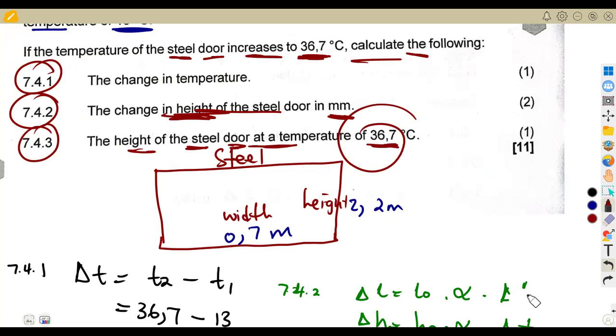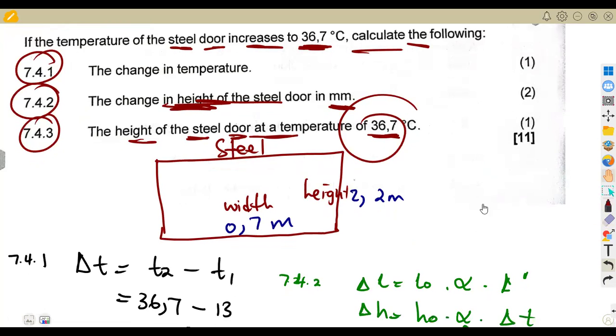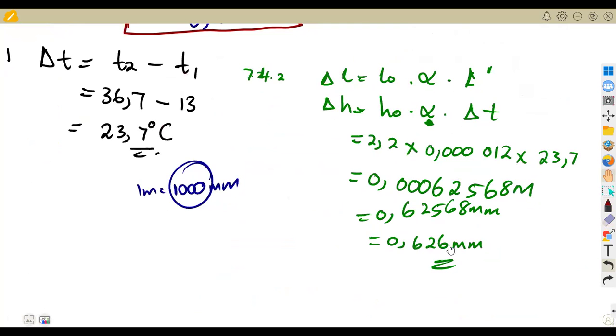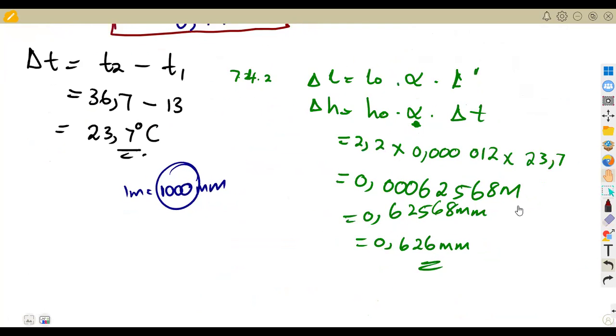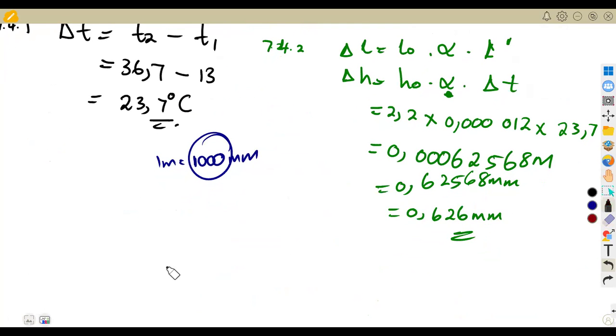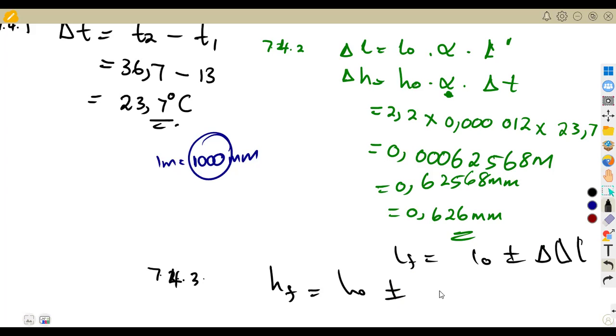This one, we got a positive. So it's an increase in length because our change in length is a positive, all right? So meaning to say, in order for us to have the final height, in this case, the 7.43. All right. So the final height, just like the final length, the final length is equal to original length plus or minus the change in what? The change in length. So here we're talking about the final height. So the final height is going to be equal to the original height plus or minus the change in height.